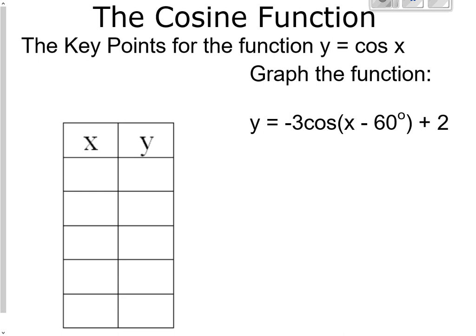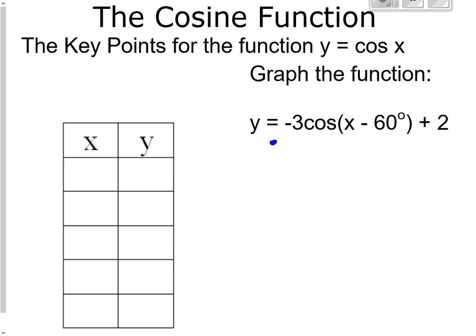y = -3 cos(x - 60°) + 2. This is definitely a big graph in terms of its transformations. Before we actually go ahead and do the graph, I want to talk just briefly about what these transformations mean. It's important for us to also understand what's happening with the transformations.